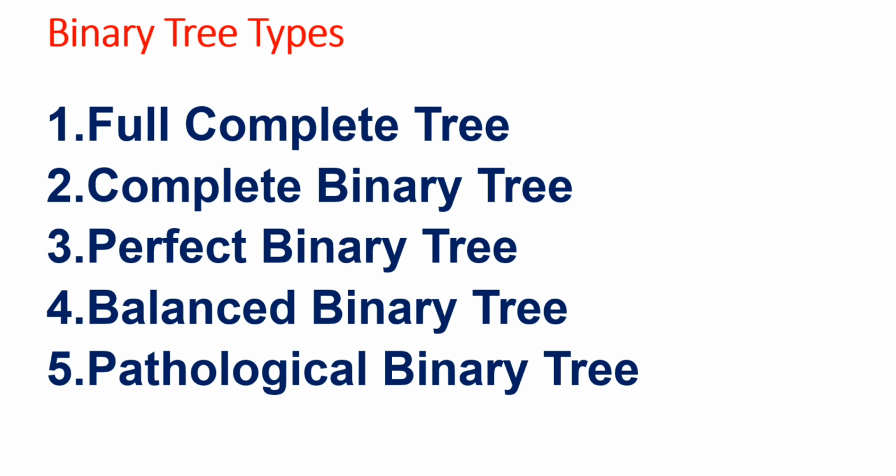We move on to the next one, the perfect binary tree. What is perfect binary tree? It is a type of binary tree in which all the internal nodes contain two children and all leaf nodes are present at the same level. It is a perfect binary tree. Between a full binary tree and a perfect binary tree: in both, all internal nodes have two children. In the full binary tree, leaf nodes can be at any level, whereas in the perfect binary tree, leaf nodes are at the same level.